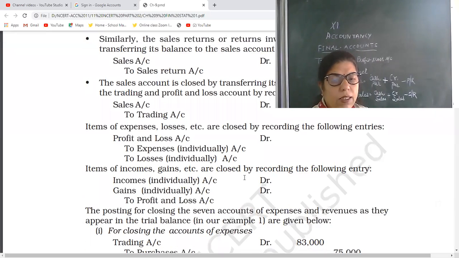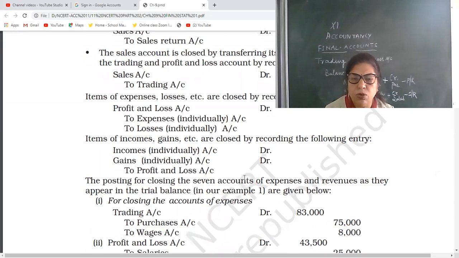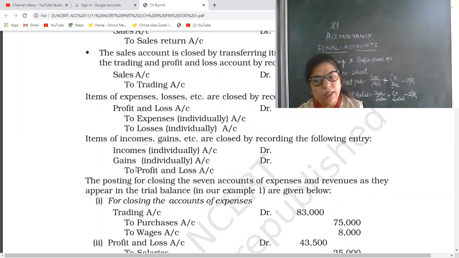Now, gains and income are closed. Just the opposite of it. All the losses and expenses are debited in the P&L account, then all the incomes and gains, the P&L account will become credit, the reverse of it. So here, income individually account debit, gains individually account debit, to P&L account.